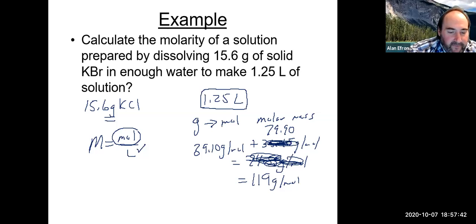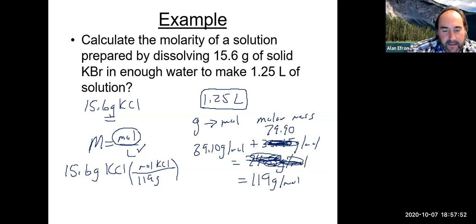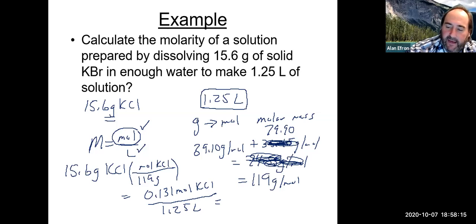So we would have to convert these grams to moles, which is a common conversion that you need to do. 119 grams per mole. And if we do that, we would take 15.6 divided by 119, which gets us 0.131 moles of KCl. We now have the top part that we need. So to find the molarity, we would divide it by the 1.25 liters. And if we do that, we will end up with 0.105.